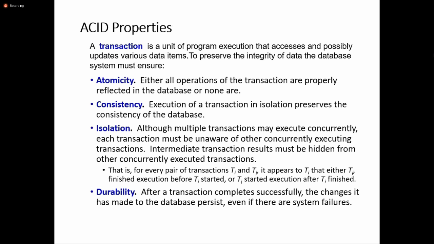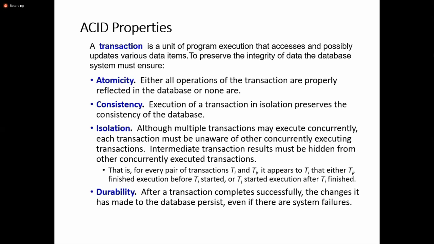In that example, the first, second and third steps complete successfully, but there is a failure after the third. We already deducted the money, but the other steps are incomplete, so it goes back to the previous state. Consistency: execution of a transaction in isolation preserves the consistency of the database. You want to keep it consistent.